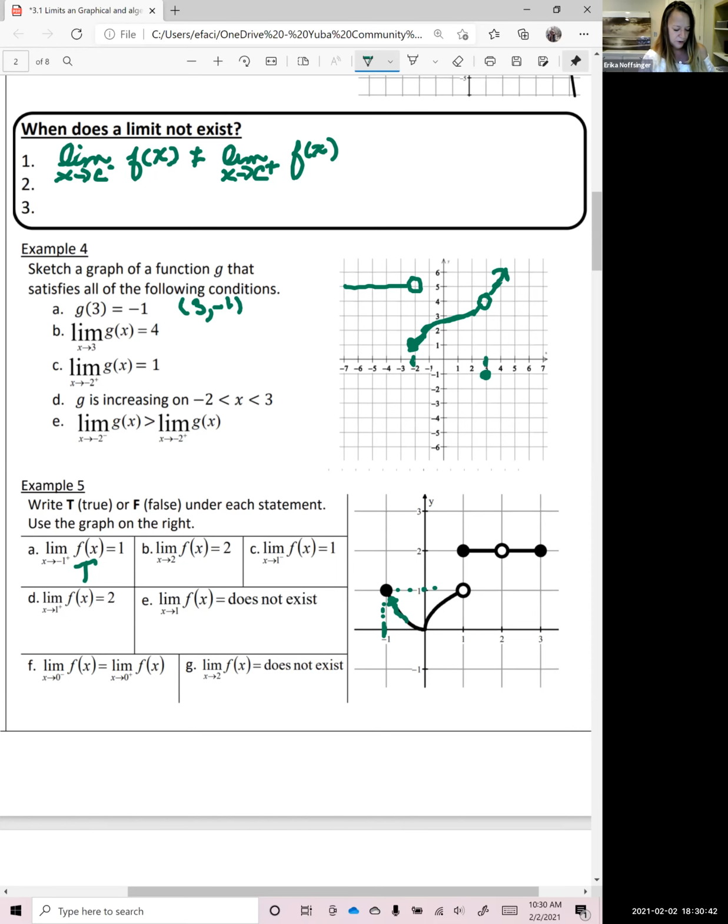So as x is approaching 2, there's no superscript of the plus or the negative sign on that 2. So we want to make sure left and right are the same. So as x is approaching 2, let's look at x equals 2. Look at the graph coming in on the left and the right. Are you getting closer and closer to the same y value? And we are. And that y value that we're getting closer and closer to, even though it's not defined there, is 2. So that is actually a true statement also.